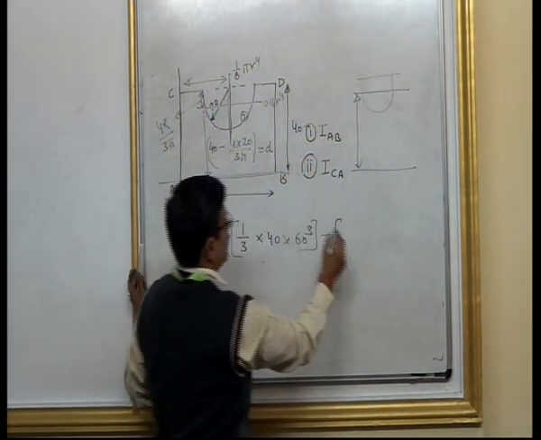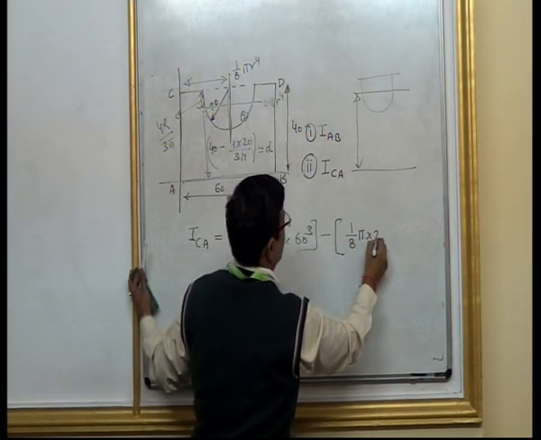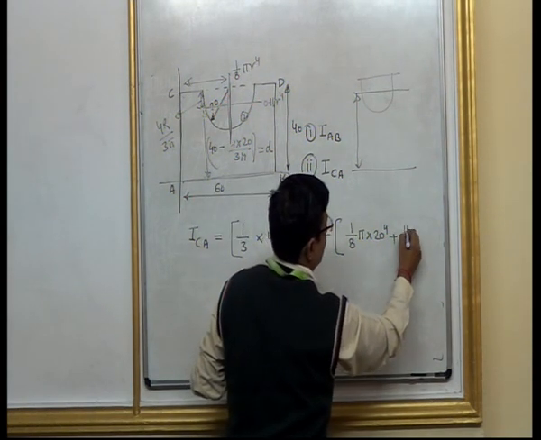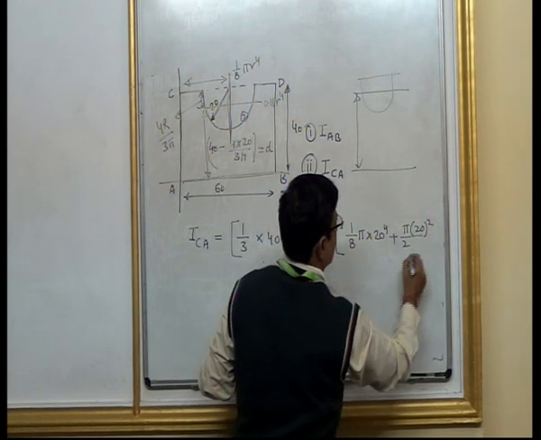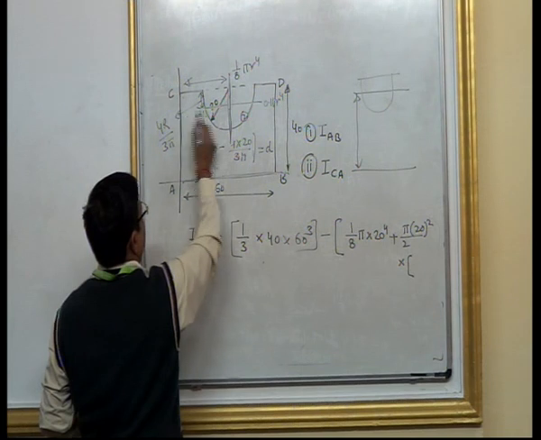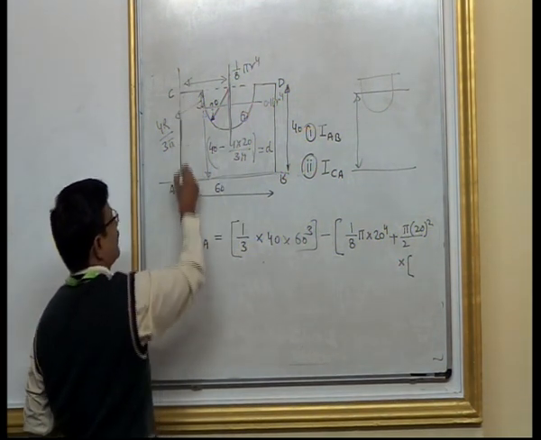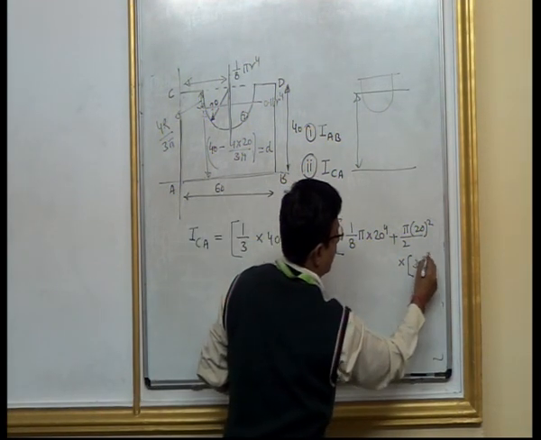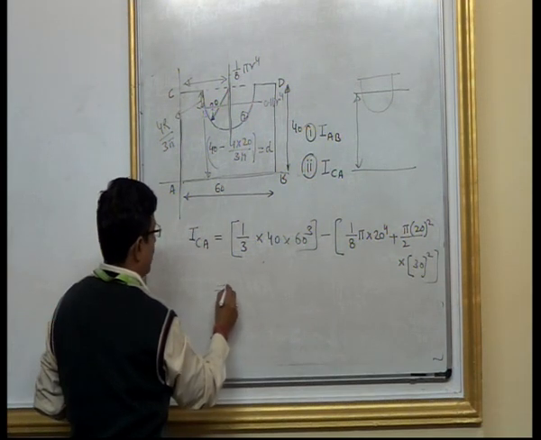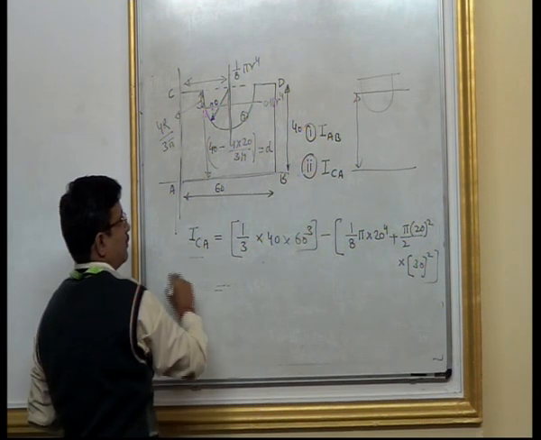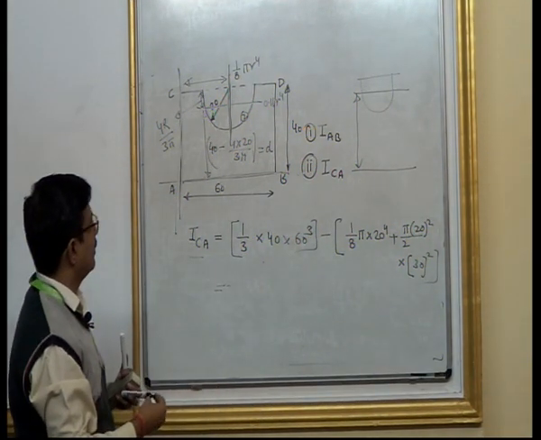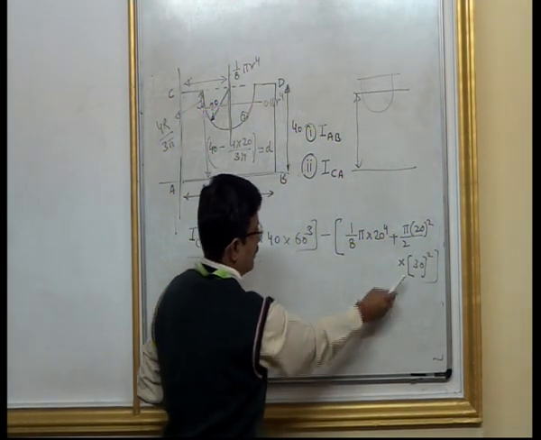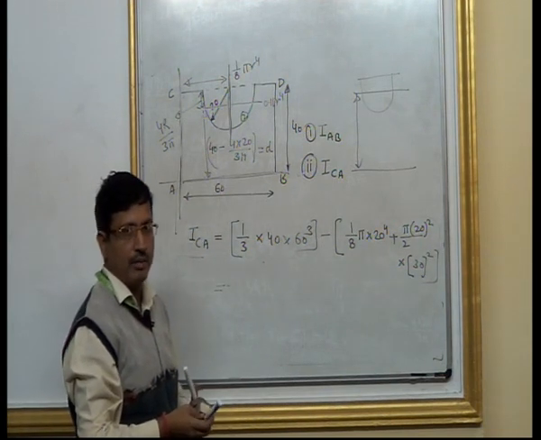For the semicircle, it is going to be 1 by 8 pi r to the power 4 plus the area, 1 by 2 pi r square, into the perpendicular distance. The perpendicular distance is from here to here, because the centroidal axis of this semicircle is here and we are supposed to shift it to here. The perpendicular distance is going to be half of 60, that is 30. So we can calculate the moment of inertia about this axis. We have to be careful whenever the parallel axis theorem is to be implemented: if there is a distance between the axes, then the moment of inertia is required to be shifted like this. If it is the centroidal axis, we need not implement the parallel axis theorem. Thank you.